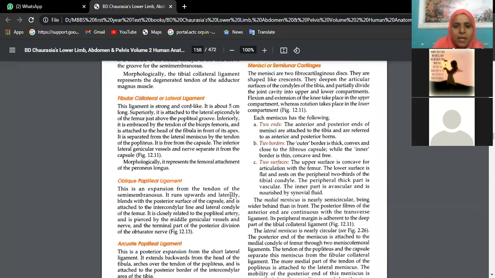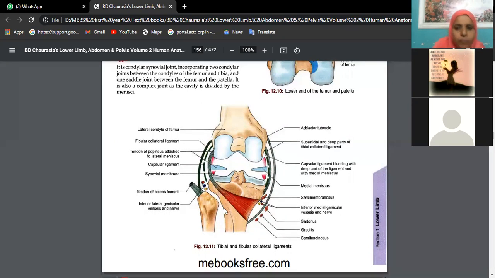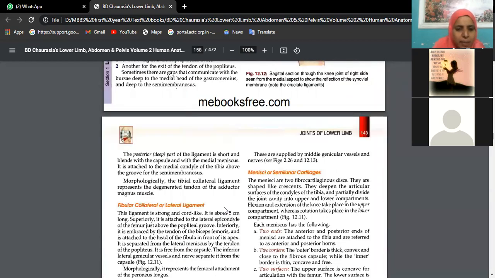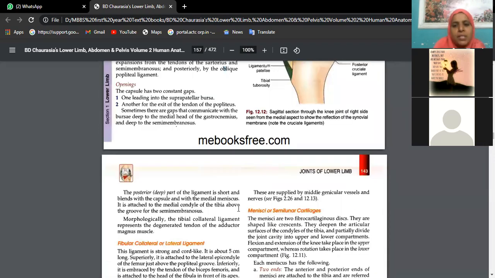So apart from that, when you see from behind, there is an expansion of the semi-membranosus muscle insertion, which is the oblique popliteal ligament and arcuate popliteal ligaments, which we will see from behind. So all these are the various ligaments.